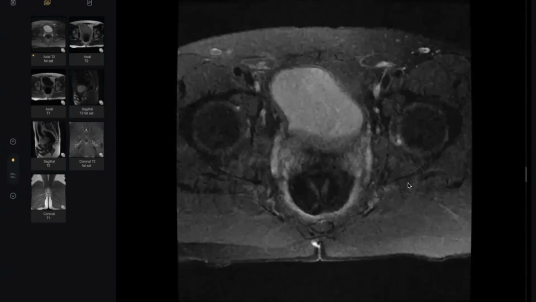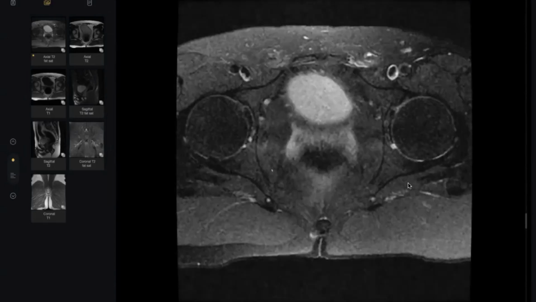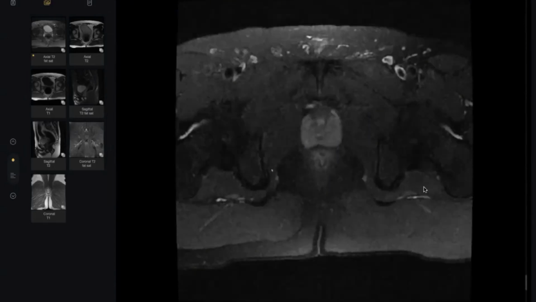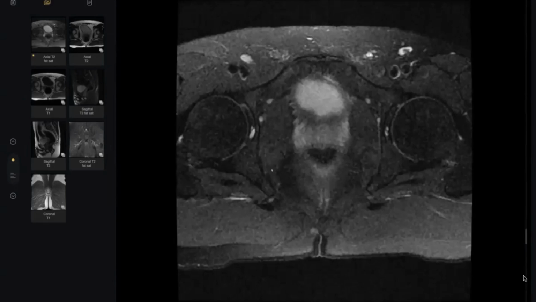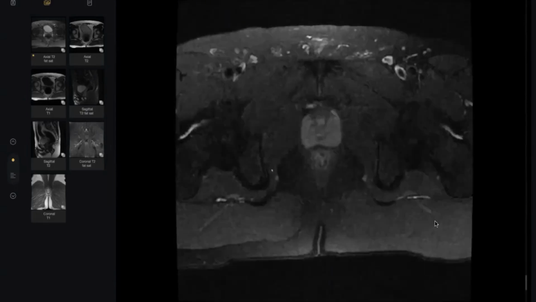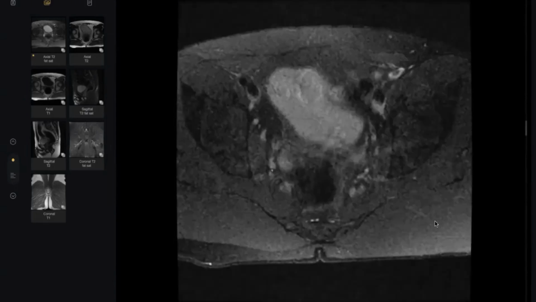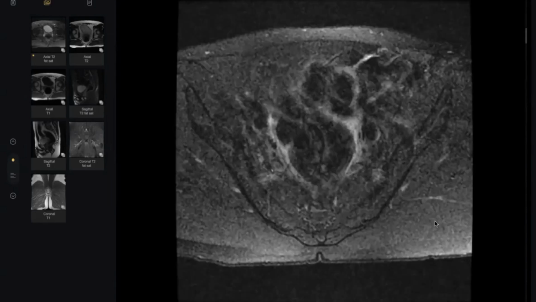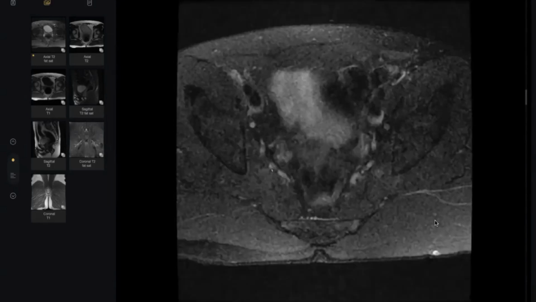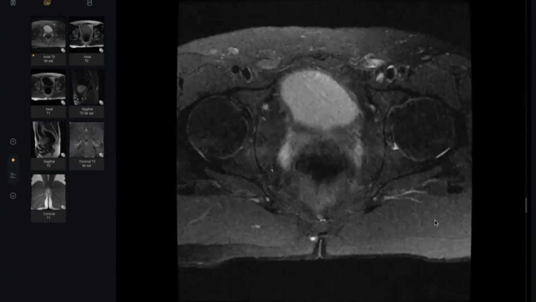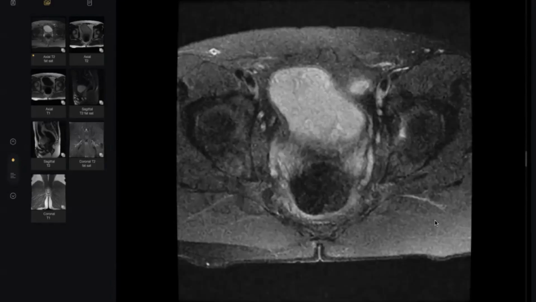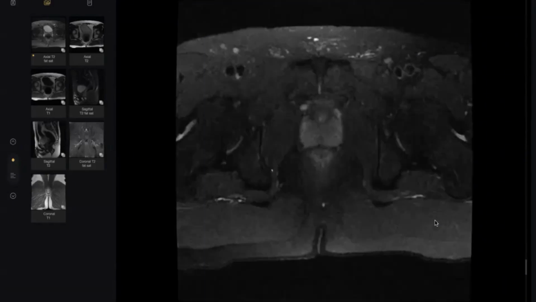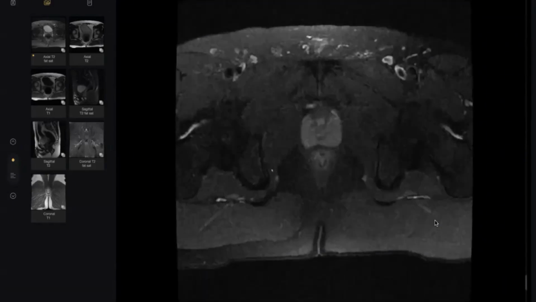Sir, I'm not able to scroll well. Leave the mouse. Sir, I can see subtle ascites, free fluid in the pelvis. Apart from that, the bladder appears to be normally outlined.